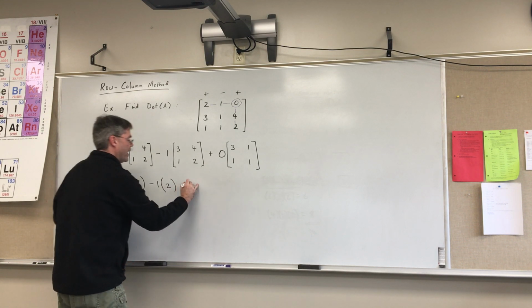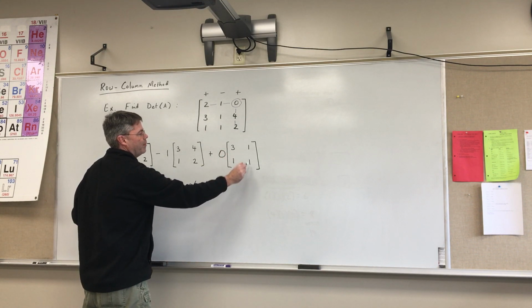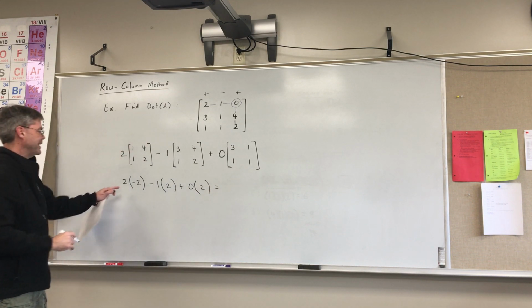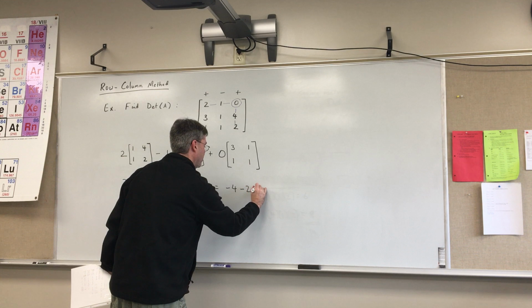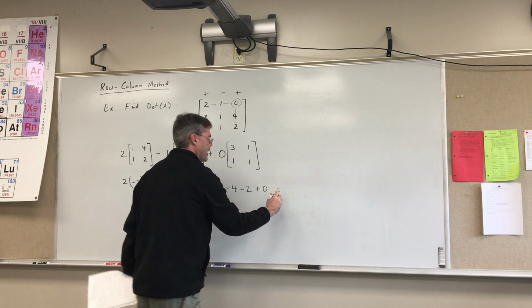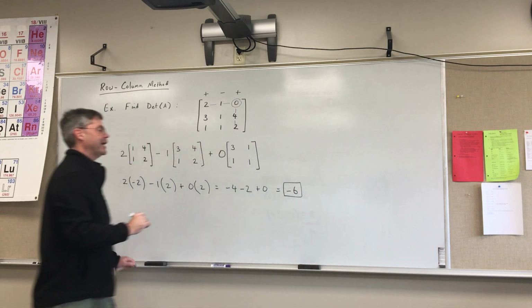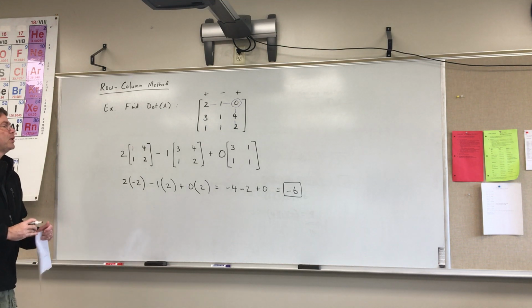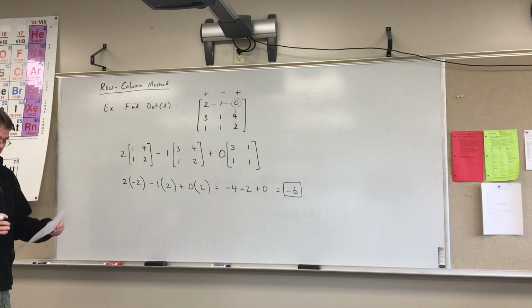Plus, we've got 0, 3. 3 times 1 minus 1 is 2. So that's going to be -4 minus 2 plus 0, which is -6. So that worked out for us. The diagonal method and the row method matched. Okay, so sometimes you get to use whatever method you prefer, and sometimes you're told which method to use.